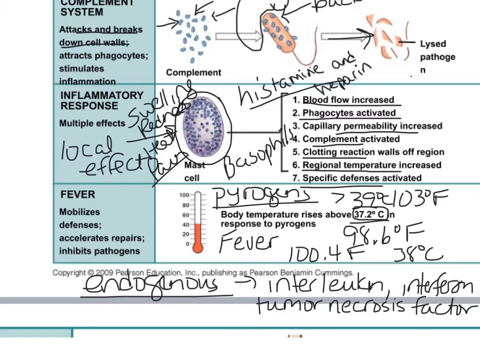But then there are what we call exogenous pyrogens, and those come from outside of your body. Many of the bacteria, molds, yeasts, viruses, any of those things can induce fever. So those are exogenous because they're coming from outside the body.